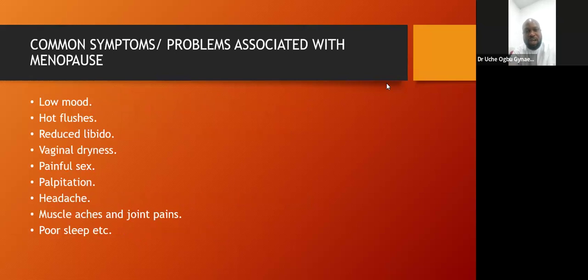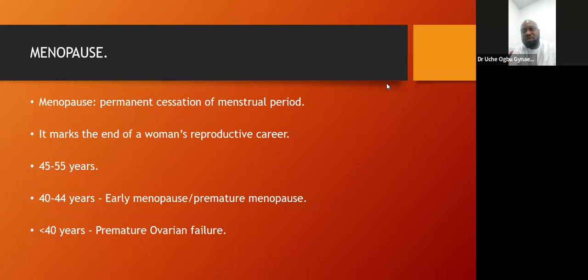The reason we regard that as premature ovarian failure is that a woman of reproductive age group is not supposed to abruptly stop seeing her menses before the age of 40. And if it occurs after 45 years, that is late menopause, and it has its own disadvantage because it increases the risk of the woman developing cancer of the inner lining of the womb. Next slide.